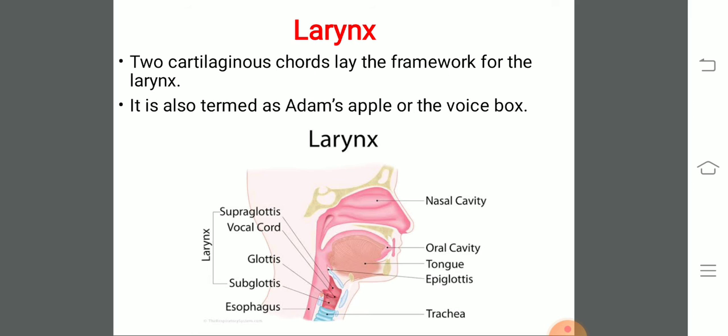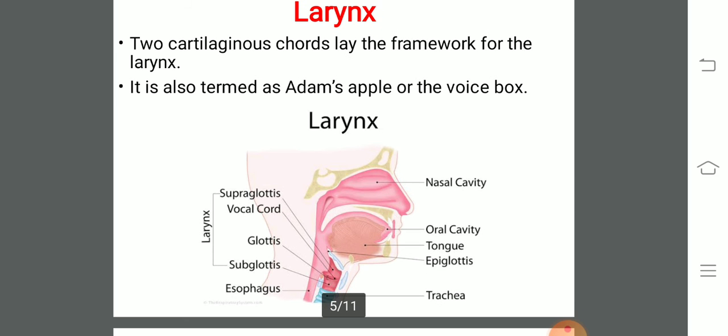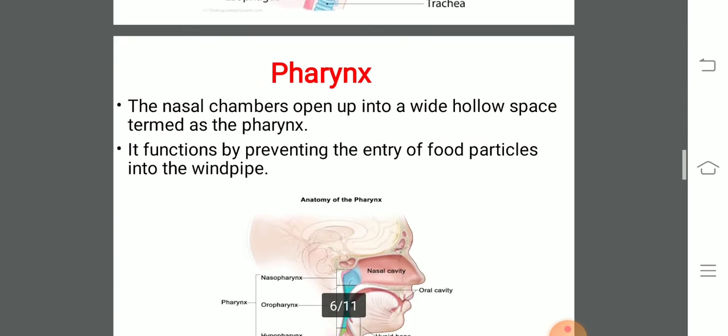Now, if you are observing, the larynx consists of the supraglottis, vocal cord, then glottis, subglottis. Okay, these are the parts that come under the larynx. If you are observing the figure, the two separate passages are there, that is the nasal cavity and the oral cavity. Okay, and the next part is what?